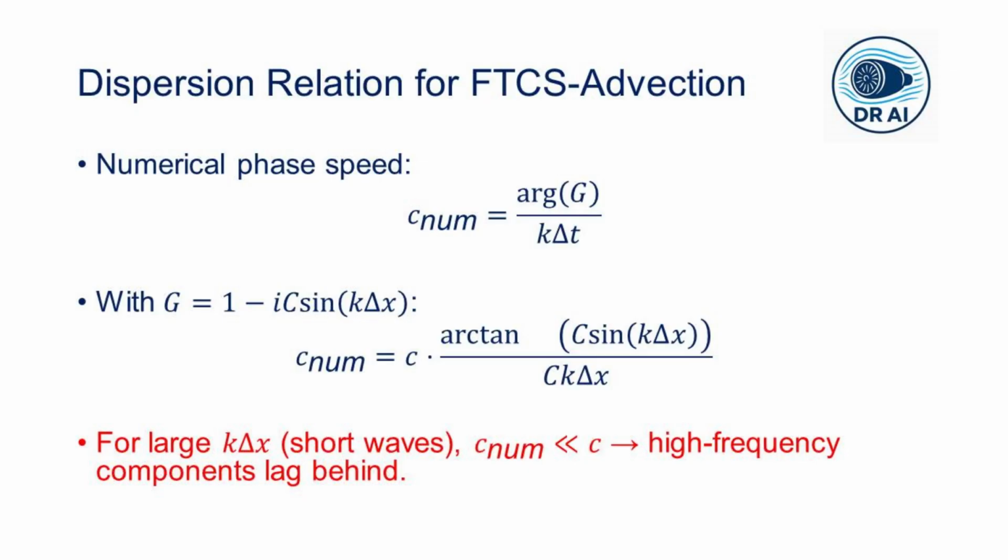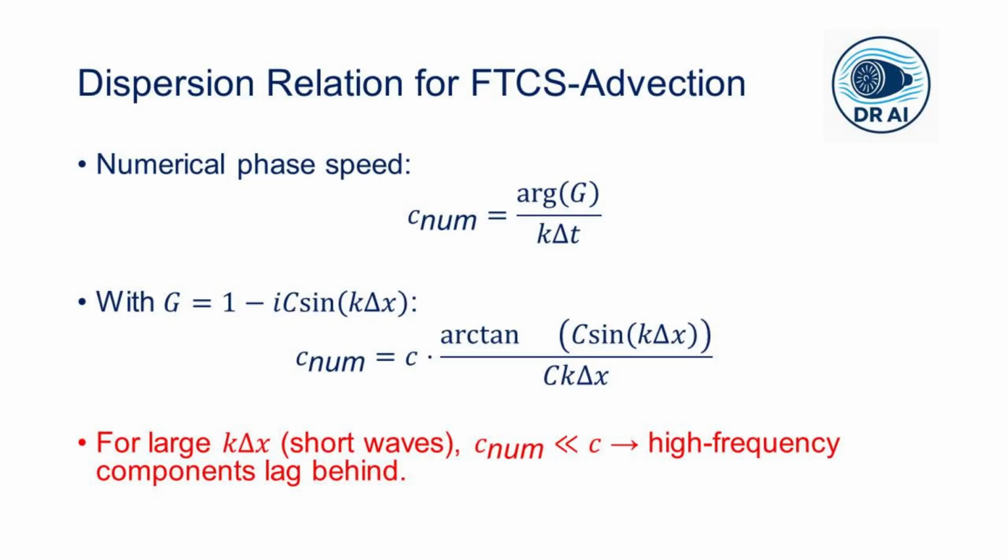Since the amplification factor is equal to 1 minus i c sin(k delta x), we can compute phi as equal to arctan of minus c sin(k delta x). Then we can compute the final form, and using the earlier relationship c equals c delta t by delta x, we can calculate the final relationship as displayed over here.